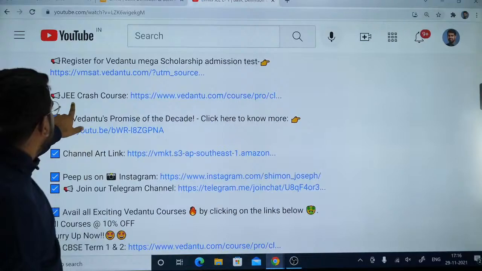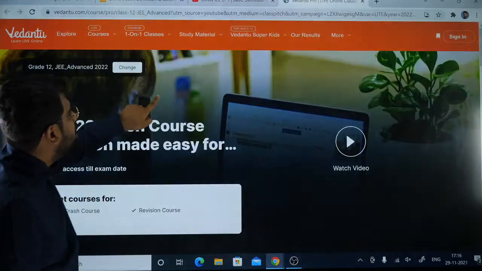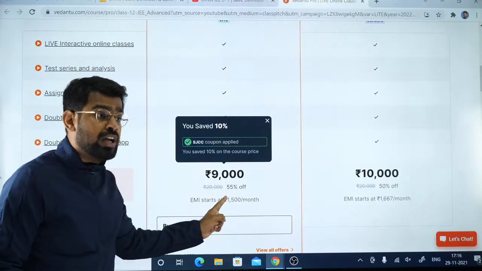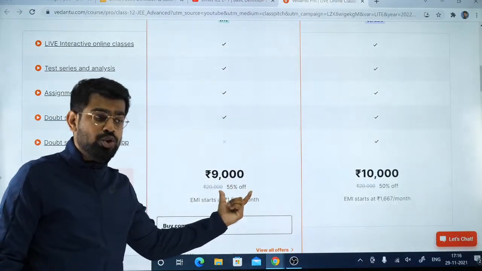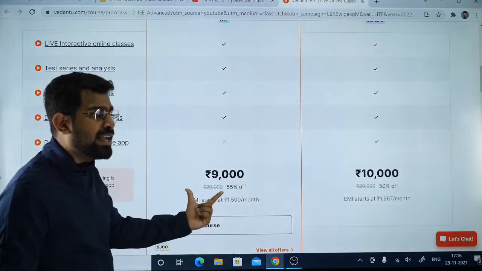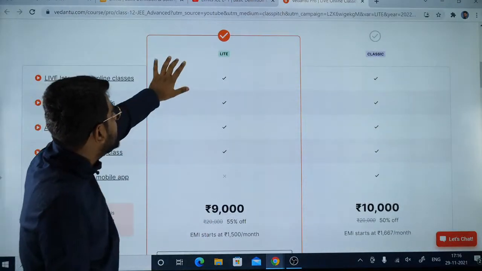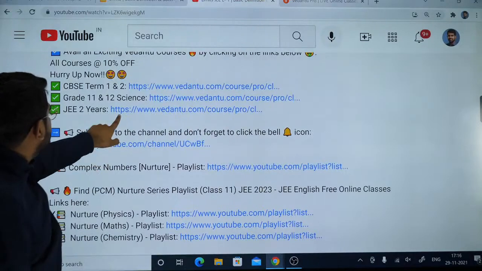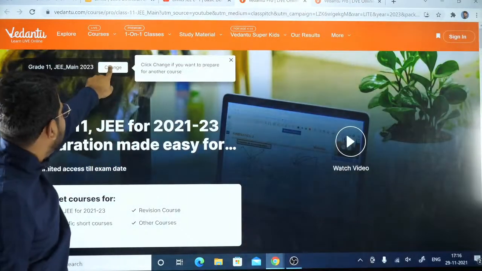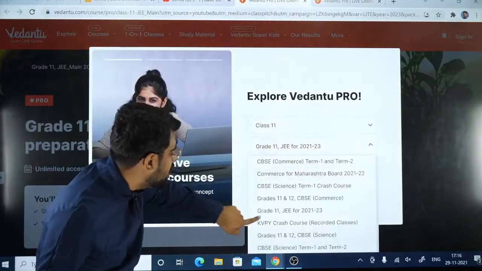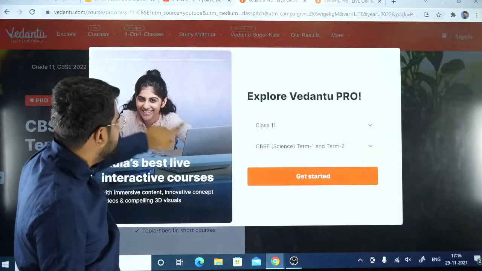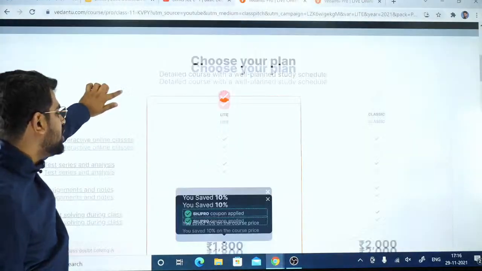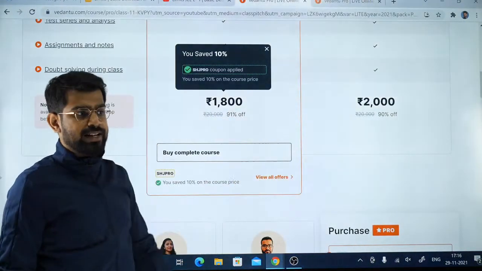Perfect. So now this is the JEE crash course. You guys can click on it and check it out. This is for 12th standard students who are writing JEE this year. And this is for droppers also, in case you want to take some additional help. Okay. So this is the crash course for JEE, and KVPY course. You can check it out over here. You click on Vedantu's Pro, change this to 11th standard KVPY. Okay. Change it to 11th standard. KVPY is here. So 11th standard KVPY is how much? It is 1,800, like I said.